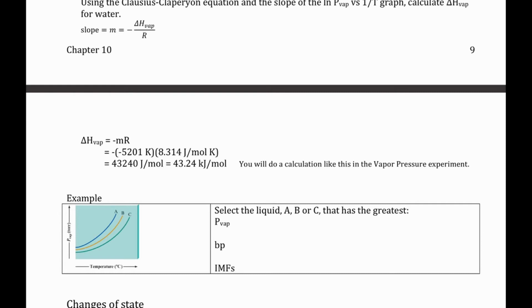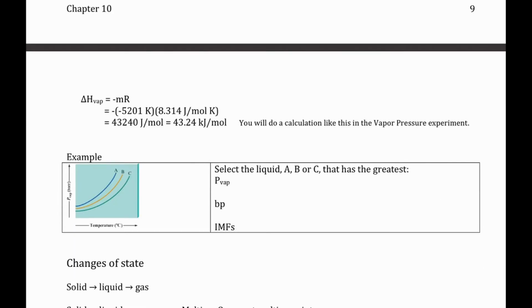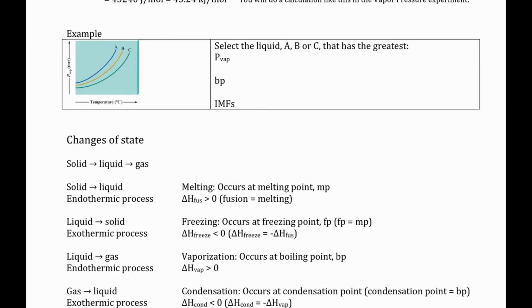In the vapor pressure experiment that is, I believe, our last experiment of this semester, we'll make a calculation very similar to this. So look back over here if you need to remind yourself what that was all about. Here's an example problem for you to look at. So come back and do that one.